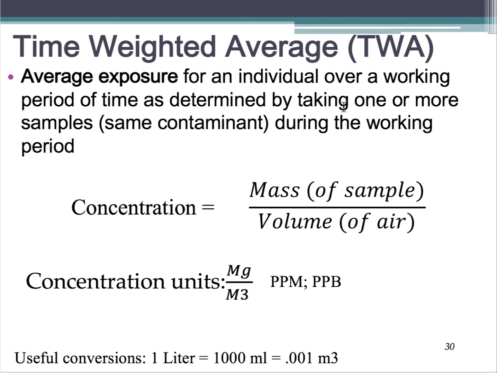So our first review is how we calculate a concentration. And a concentration is quite simply the mass or the weight of the contaminant that we collected over the volume of air that we drew through the pump. So now you can see how important it is to send the right air volume to the lab, or neither you or them will calculate the concentration accurately.